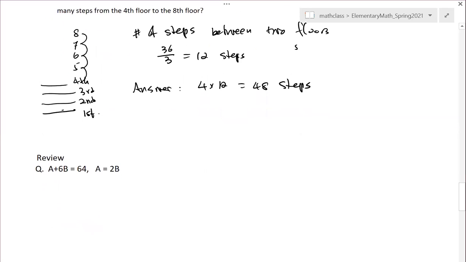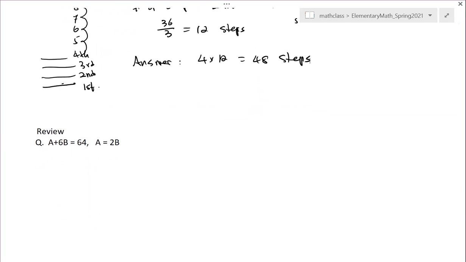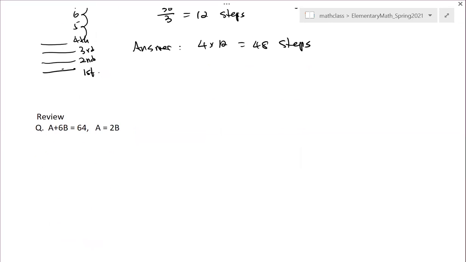All right, so let's have a quick review on some problems we did before. I already finished today's topics. So we are going to go over some other problems we learned last semester. Okay, you have two letters here. One letter represents a number. Okay, so A plus 6B is 64, but the A is double of the B. Okay, so what is A? What does the A represent?